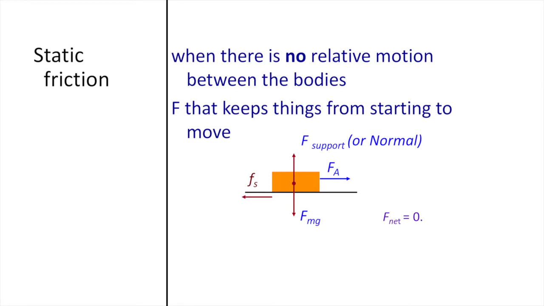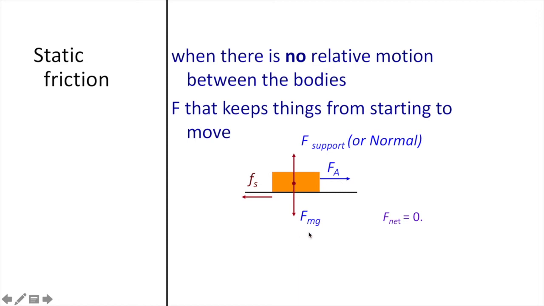So if you are pushing a block and it does not move, this is static friction. That force that keeps things from starting to move, that is what static friction is. So here you see a block that is being applied with some force to the right. And in the opposite direction, because this box is in contact with the surface that it is sliding on, it is experiencing static friction. And this is denoted as F sub S, or you can spell it out, static. Notice that this is in opposition to the applied force.